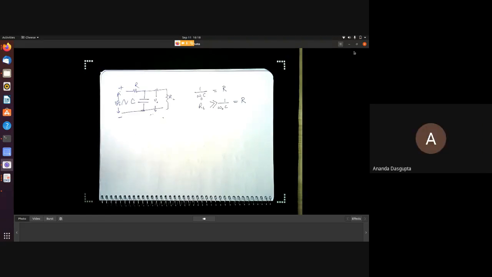See, if RL is 10 times 1 by omega 0 C, then only 1/10 of the overall current will flow through RL, the rest will flow through the capacitor. So, depending on how precise you want your answer to be, you might be able to ignore RL. If RL is 100 times 1 by omega 0 C, or 100 times R, then you can definitely ignore RL. Okay.